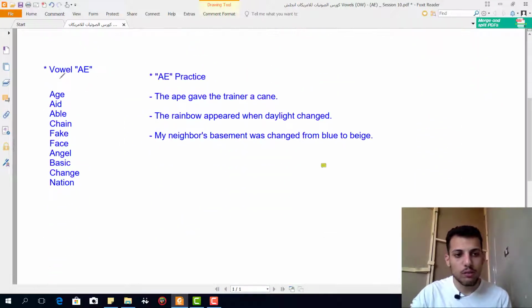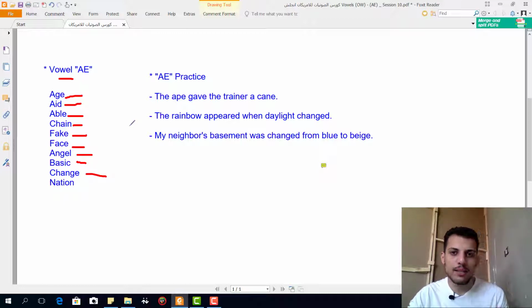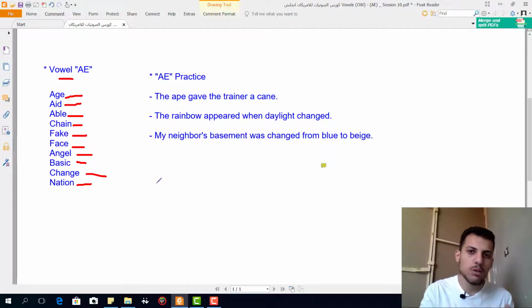Okay, now let's come to the vowel A, like in the word age, aid, able, chain, fake, face, angel, right? Basic, not basic, it's basic guys. It came from the word basically. Okay, basic and basically. Alright, it's not basic at all. A change, a nation. So this is also a vowel sound.